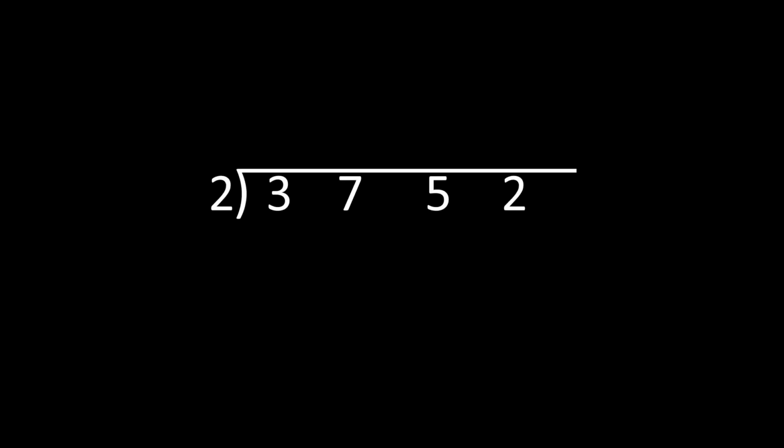We're going to divide 3,752 by 2. And the first thing I want to do is divide my dividend into sections. And these will be the sections that I work my division steps in. I'm going to start in the first section with 3 divided by 2. And 3 divided by 2 is 1.